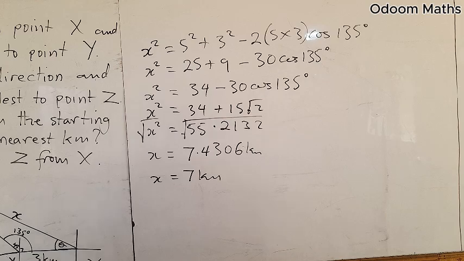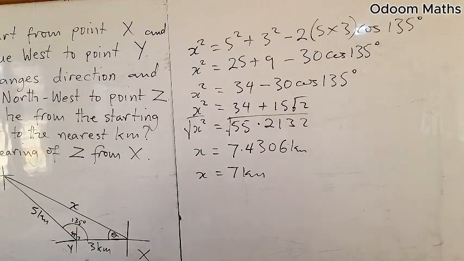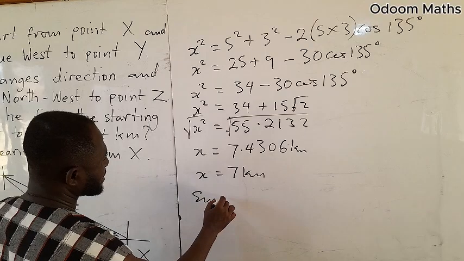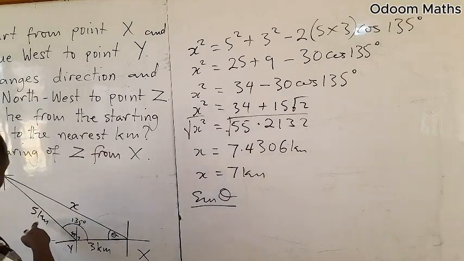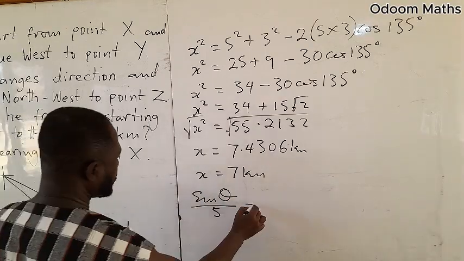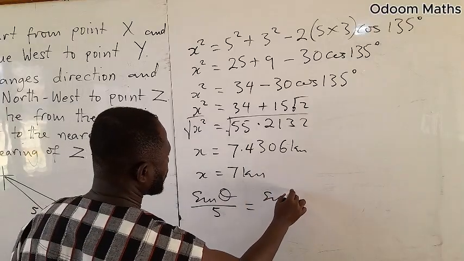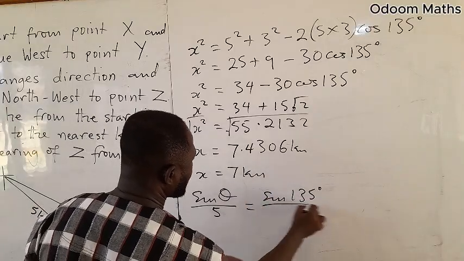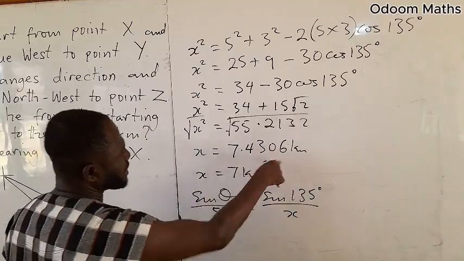In that case, we look at this angle which faces this side. We can use the sine rule if possible, because sine theta over this side should be equal to sine 135 over this side, and we'll get the answer. So let's use the sine rule instead. Sine theta over the side it faces, which is 5, should be equal to sine 135 over x, and x is known to be this.